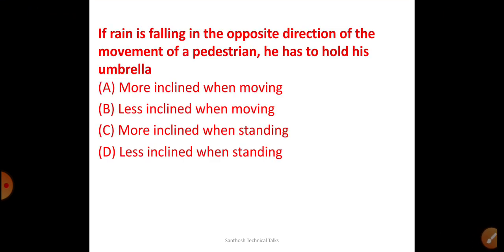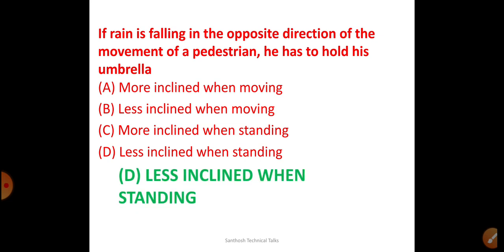Next, a superb question. If rain is falling in the direction opposite to the movement of a pedestrian, he has to hold his umbrella less inclined when standing. Less inclined when standing is the correct answer.